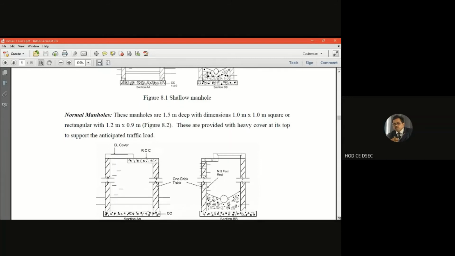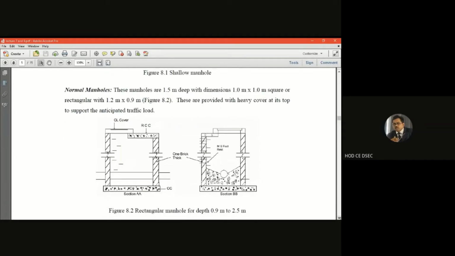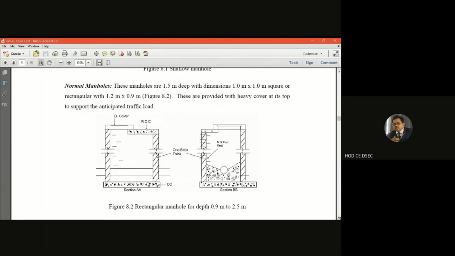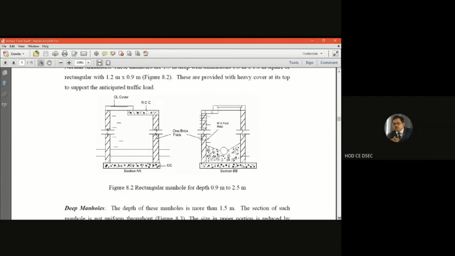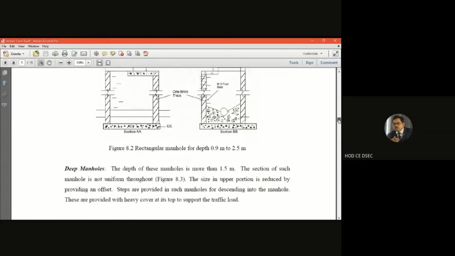These are provided with a heavy cover at the top. That means at the top, it is assumed to support the anticipated traffic load. So these are the normal manholes. In the figure, both transverse section and longitudinal section are shown, and these are constructed from 0.9 meter to 2.5 meter depth. Earlier we saw up to 0.9 meter, but these are generally constructed at 1.5 meter but can be applied for 0.9 meter to 2.5 meter depth.